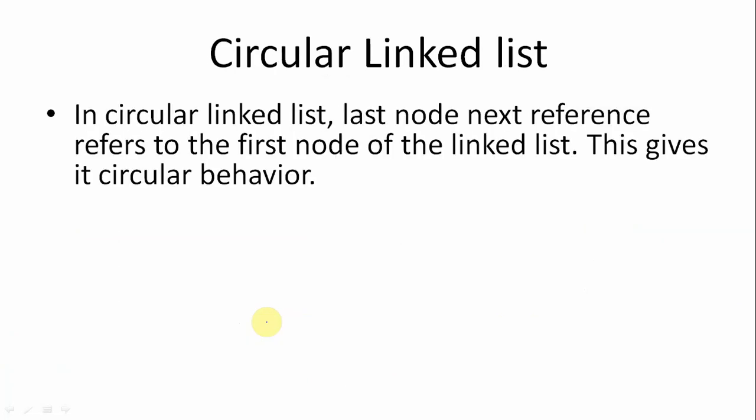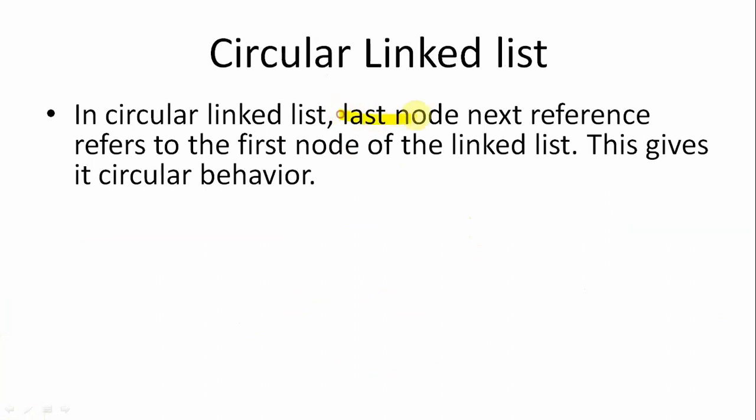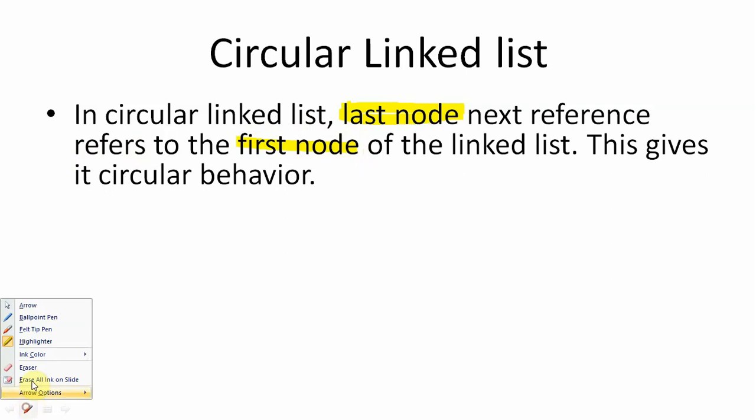So what is a circular linked list then? In circular linked list, the last node is connected to the first node. How? The last node's next reference refers to the first node of the linked list. This gives the linked list circular behavior. From last you can directly move to the first node.